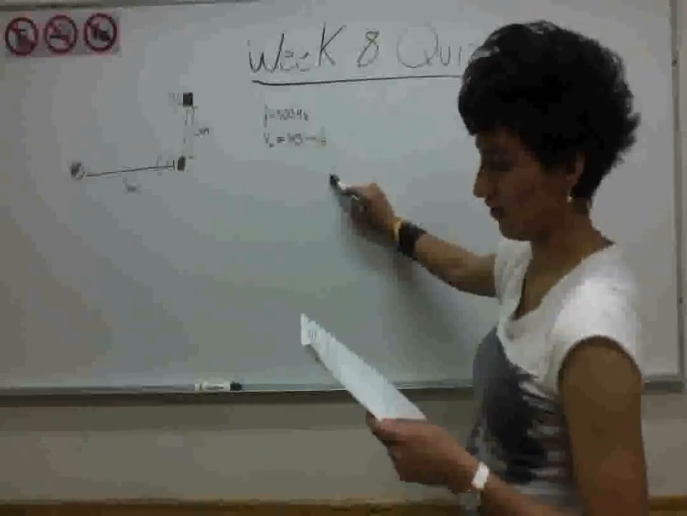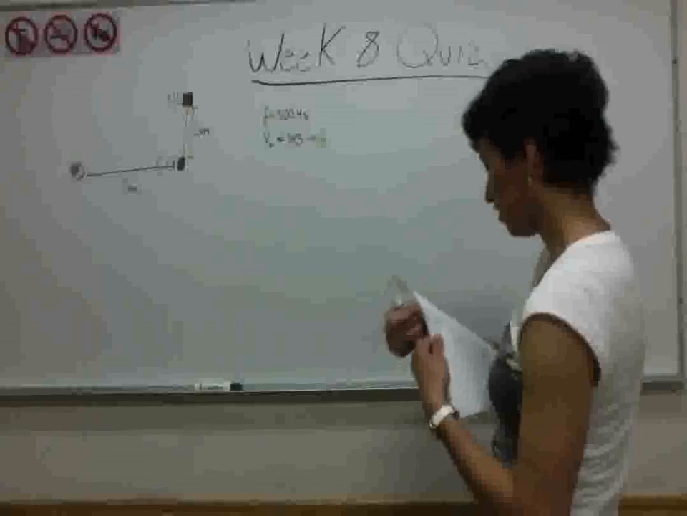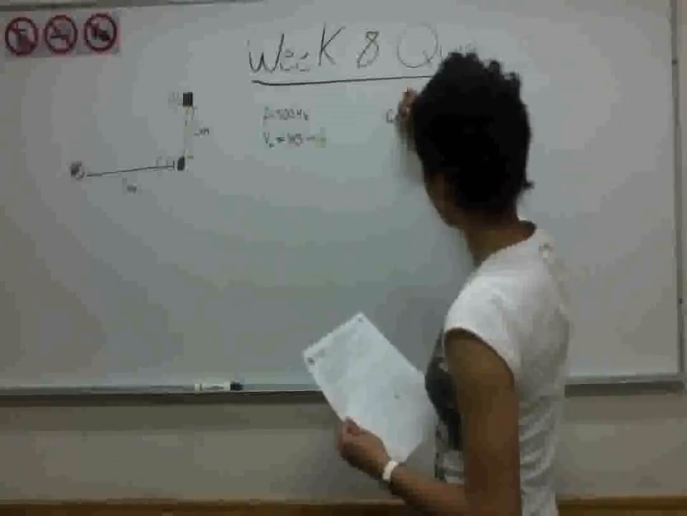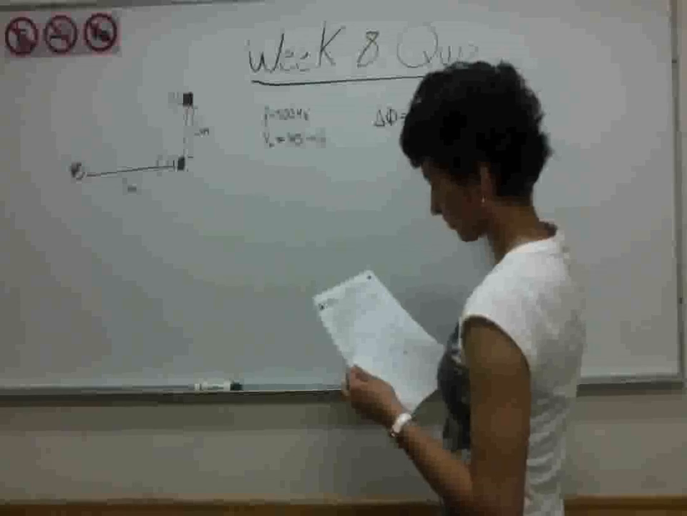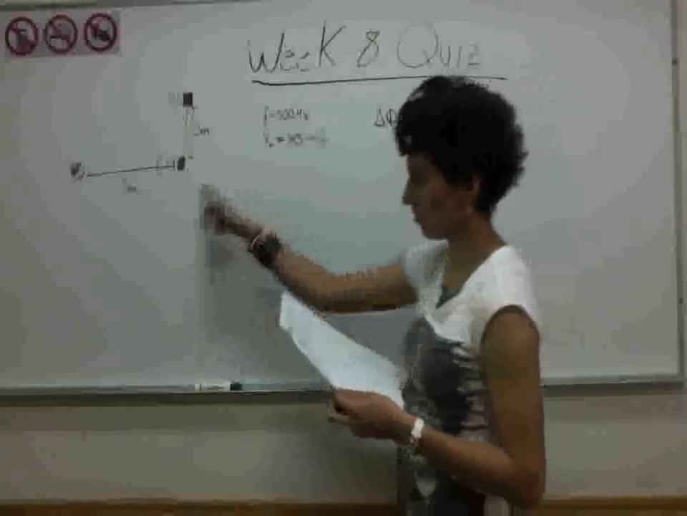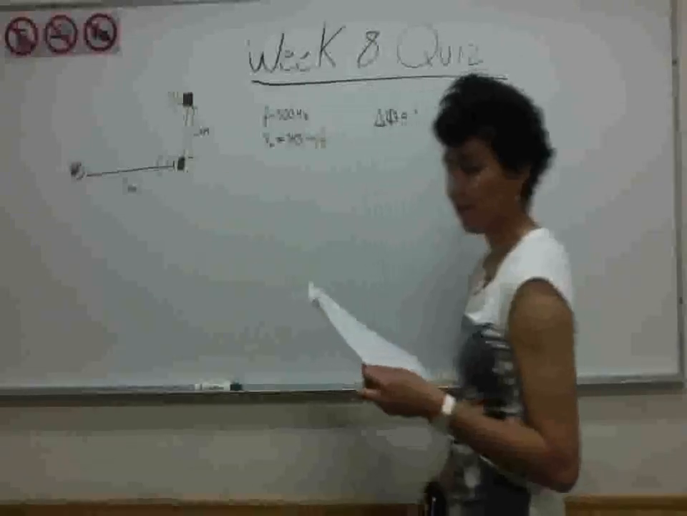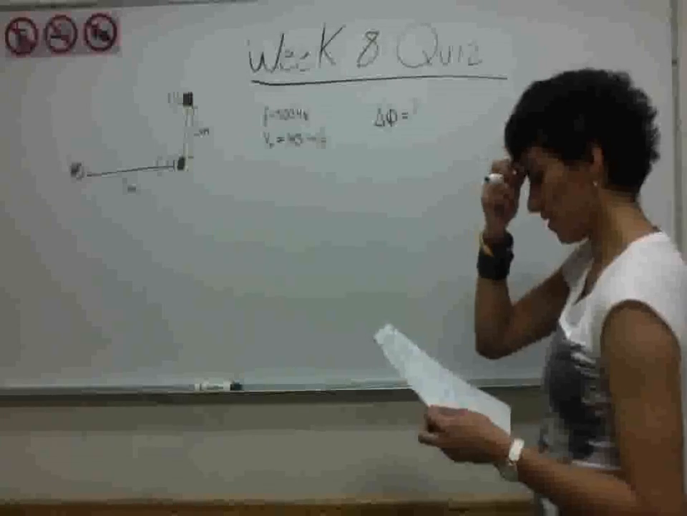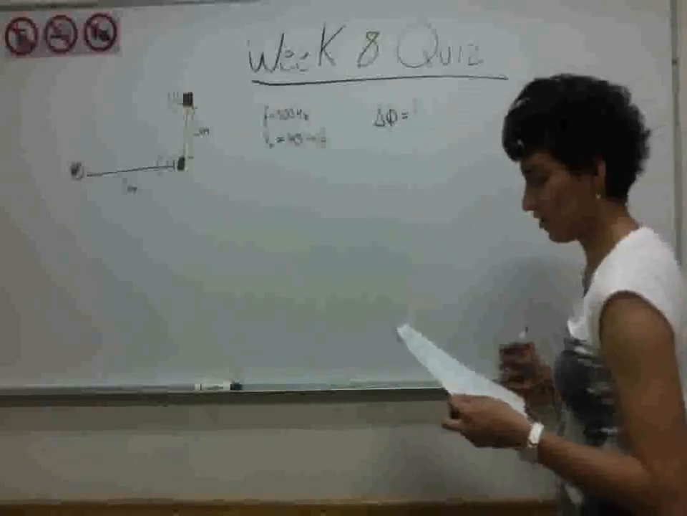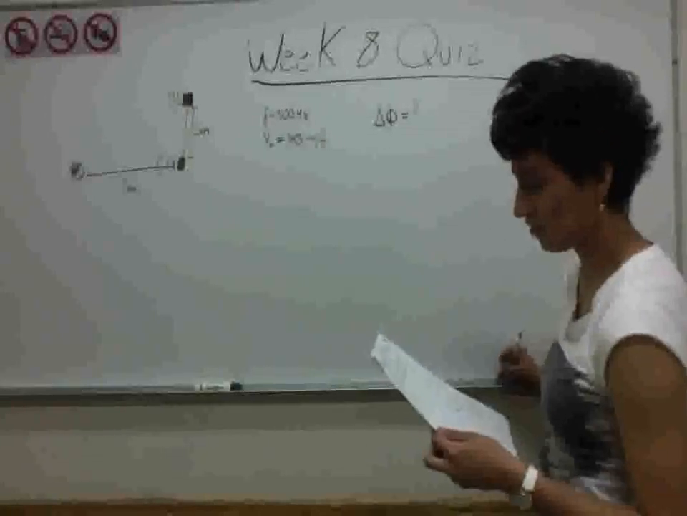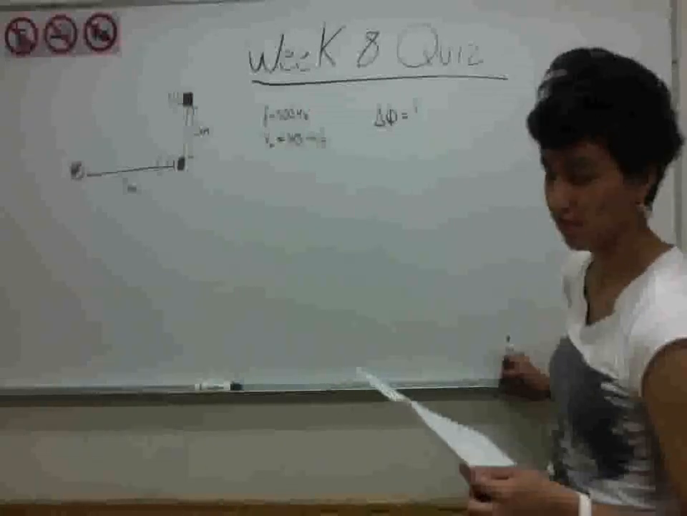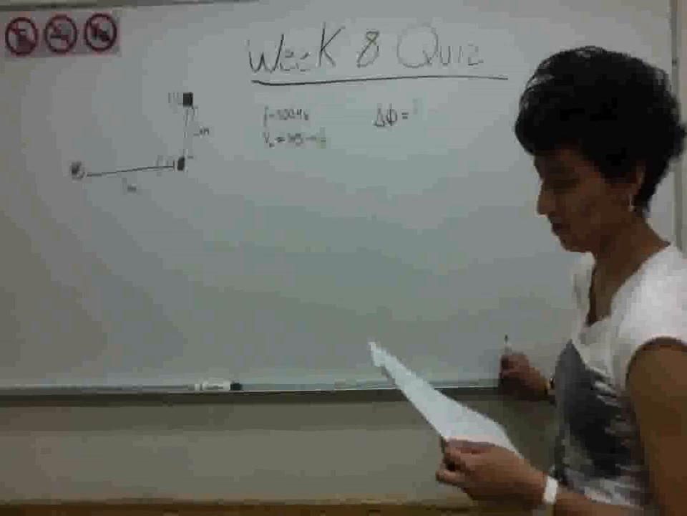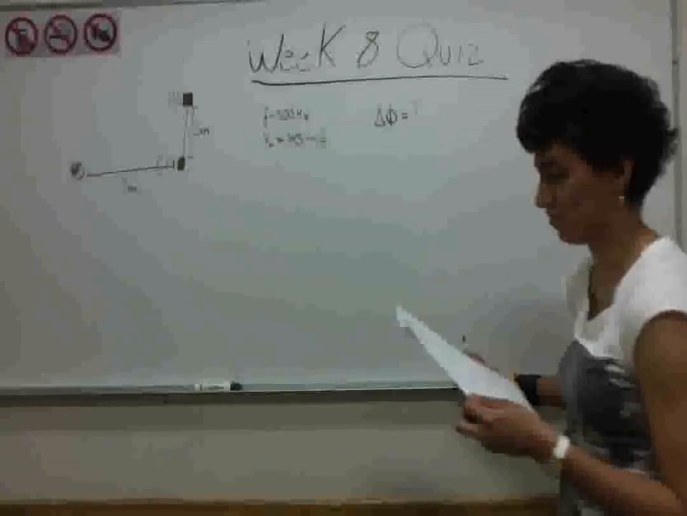Now, the first question is, what is the phase difference between the two waves when they reach the observer? And the second part is, what is the frequency closest to 300 Hz to which the oscillator may be adjusted so that the observer hears minimal sound?